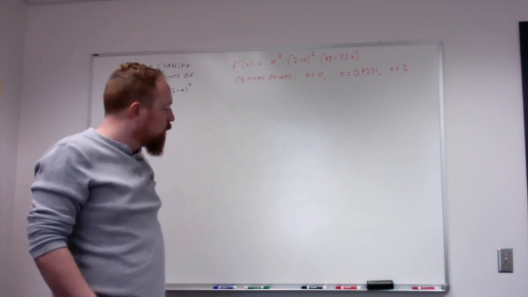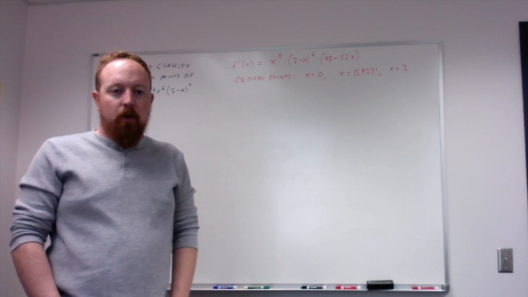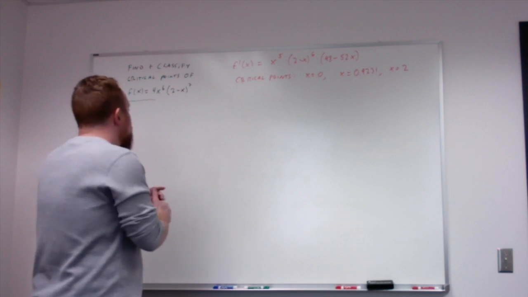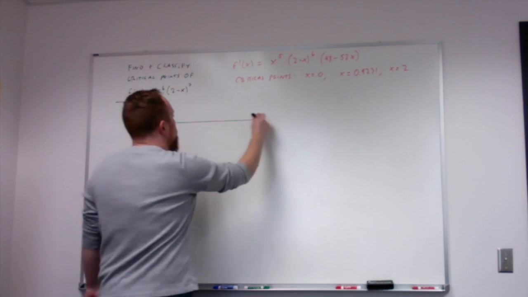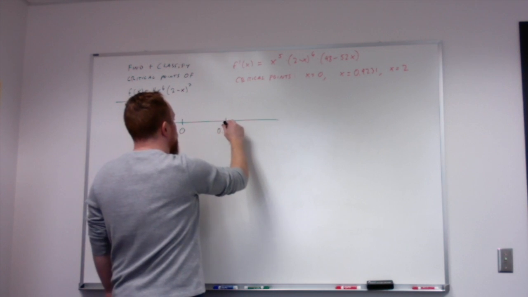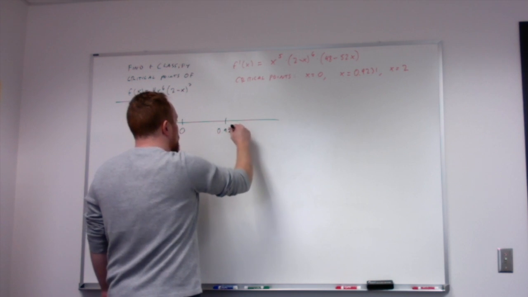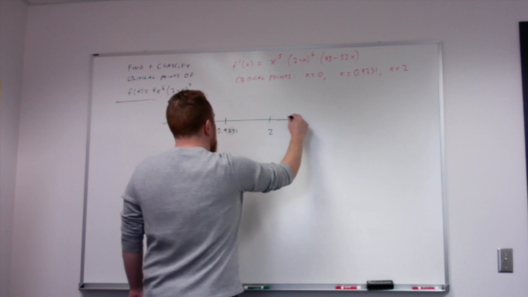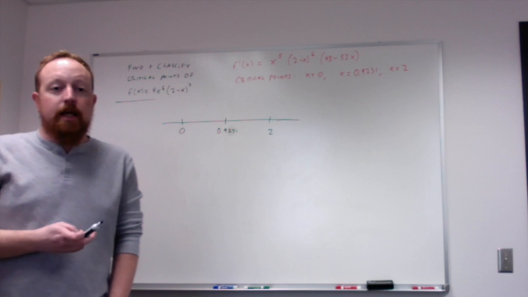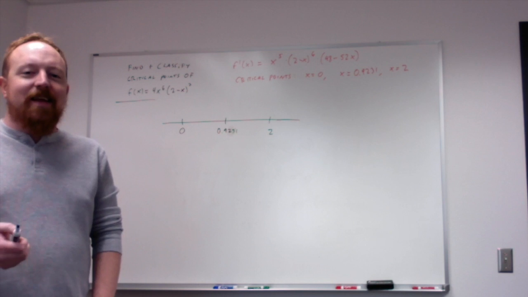Up here I've put the derivative of the function as well as the 3 critical points that we found before we erased the board. So now what's going to happen is these 3 critical points chop up the number line into 4 test intervals. Let's see how that happens. So here is a number line. 0 is like here. The second one, 0.9231. And then 2. So now we have 1, 2, 3, 4 test intervals. What we're going to do is take an x value in each of those 4 test intervals and plug it in and see what happens.